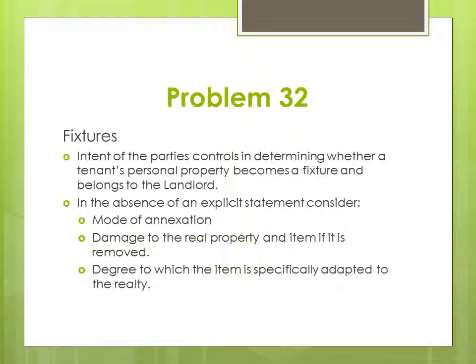Problem 32 is dealing with fixtures, which we talked about in secured transactions and a little bit in the PowerPoint. And so the question is asking, a tenant's personal property will become a fixture and belong to the landlord if its removal would... And so you have to look first at the intent of the parties, and that's what controls in determining whether a tenant's personal property becomes a fixture and belongs to the landlord. In the absence of an explicit statement, you have to consider the mode of annexation, damage to the real property and the item if it is removed, and the degree to which the item is specifically adapted to the realty.